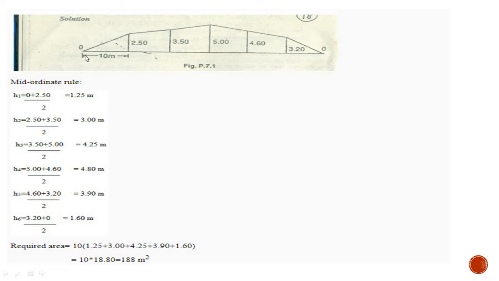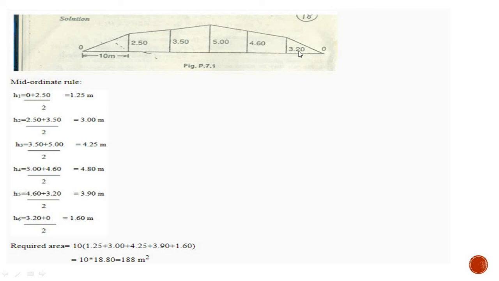here. Look at this figure. It is the sum of first ordinate, last ordinate, which is 0 plus 0, plus 4 times even number of ordinates. So these are all the intermediate ordinates, and we have to multiply 4 with the even number of ordinates. It is the second ordinate which is even, so 4 into 2.5. 3.5 is odd ordinate, so we are going to neglect it here. So next even ordinate is 5, so 2.5 plus 5. 4.6 is odd number of ordinates, so we are going to neglect this.